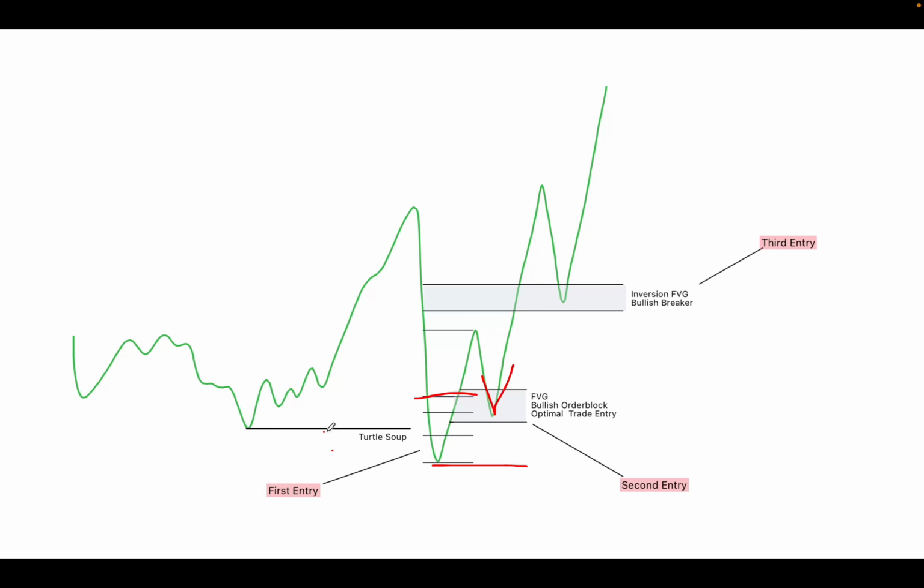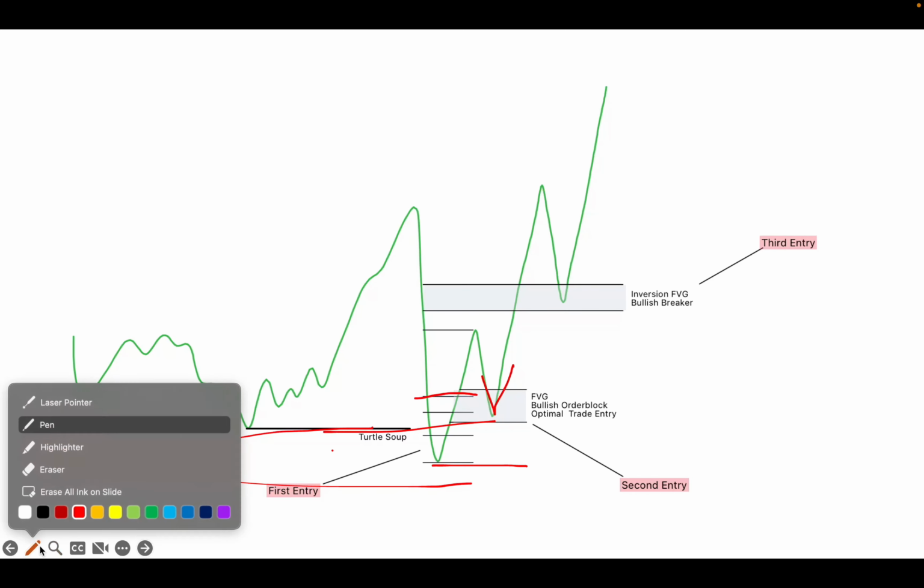So your first entry is the total soup. Once price comes down here, it takes out this low over here and tags into a higher time frame.